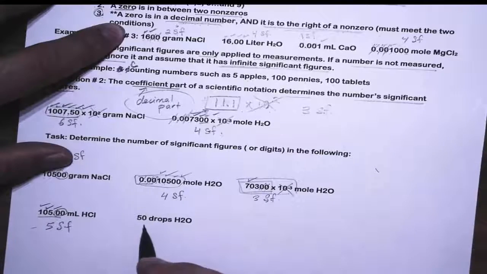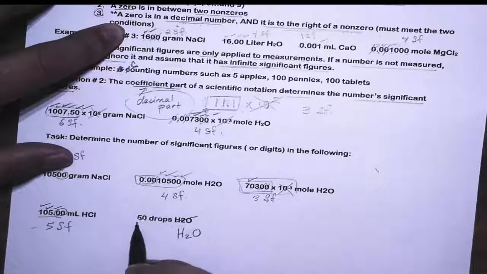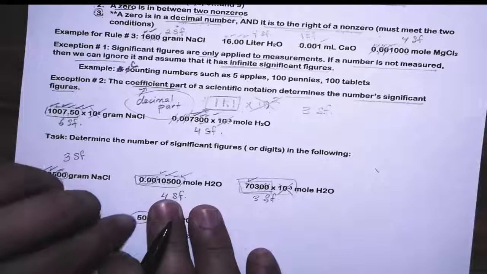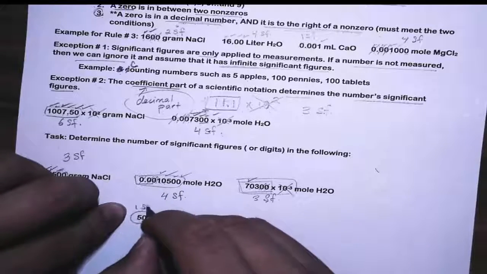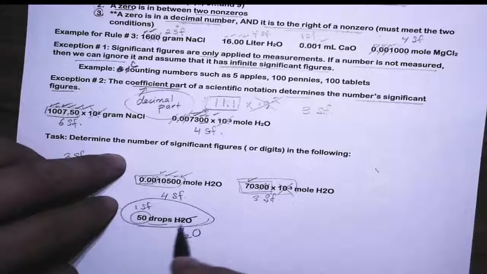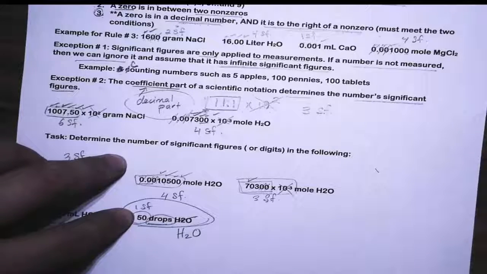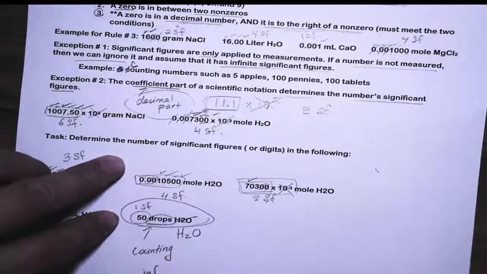Then the last example, we have 50 drops of H2O. And 50, first of all, if we look at just 50, not looking at the drops of water, the 5 is significant, but the 0 is not. So we can say it's 1 SF. But now if we look at the whole entire thing with the word drops, we don't have an instrument that measures drops. We have to count 1 drop at a time. So this is a counting number. It's not a measured number. So therefore it has infinite sig figs. So that's wrong. This is the right answer.